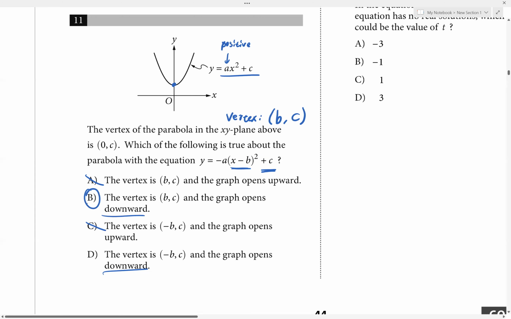The tricky part is to think about horizontal shifts in the parentheses being kind of backwards. So it's x minus b, and the x value of the vertex is actually a positive b. But the vertical shift is just straightforward. If it's a plus, it will be positive, and a minus will be negative. So it's plus c, and the y value of the vertex should be positive c. So we know the vertex is (positive b, positive c), and that should be the answer.